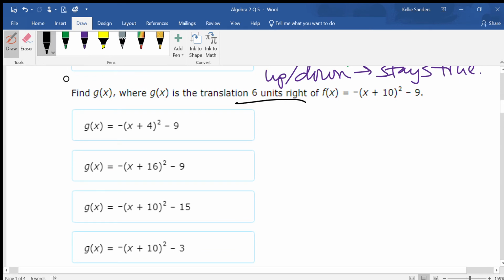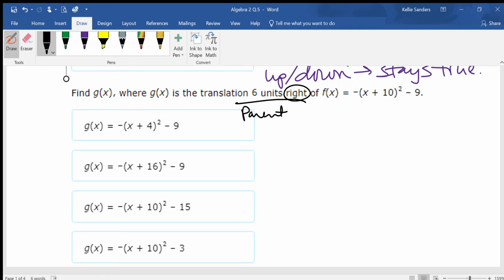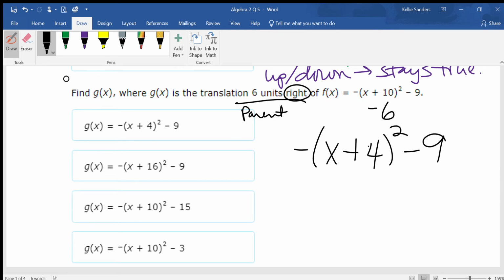Six units to the right. So to the right is inside the parent. Usually when you think right, we think positive, so we're going to go negative. So we're going to subtract 6 from the 10 that's already inside the parent. Everything else is going to stay the same. So 10 minus 6 is 4.